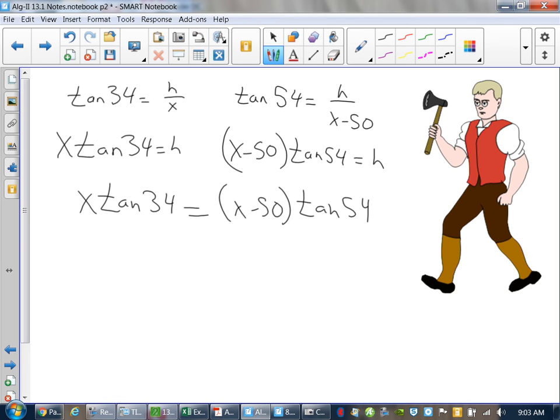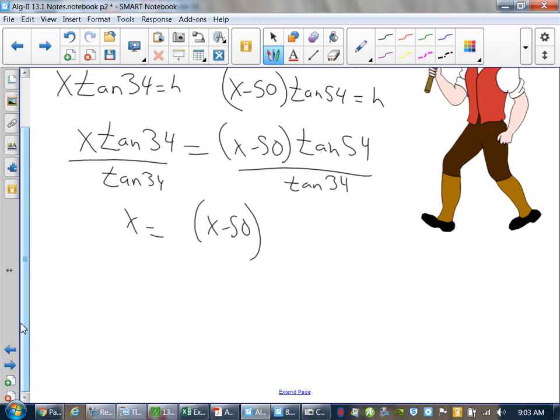Now, do you guys agree that tangent of 34 and tangent of 54 will just be some crummy decimals? Okay. So let's move the crummy decimals together, and let's move the other parts together as well. It's all being multiplied, so that means I have to divide things back and forth. So first of all, I'm going to divide both sides by the tangent of 34. So I'm going to have x is equal to x minus 50, and then it's tangent of 54 over tangent of 34.